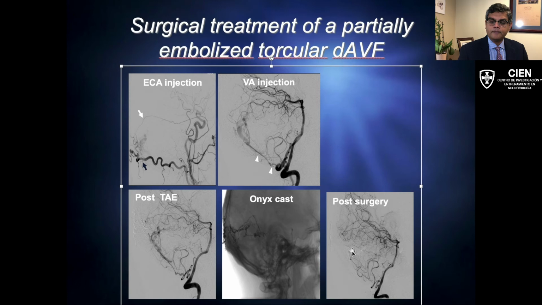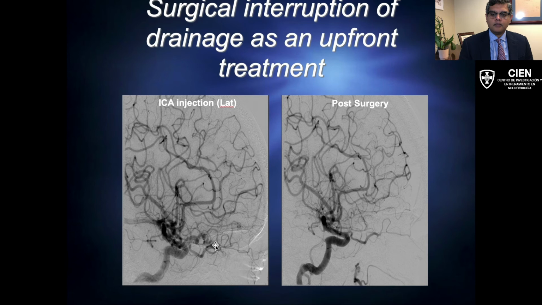This is an example of an anterior cranial fossa fistula that we elected to treat with surgery as an upfront treatment. As you can see, there is the anterior cranial fossa fistula directly fed by the ophthalmic artery. And what you see is that the venous drainage is more posterior, and it goes into the deep venous system and into the basal vein of Rosenthal.